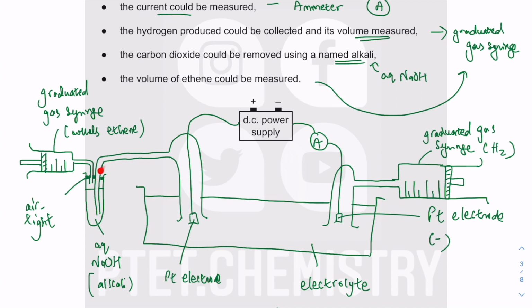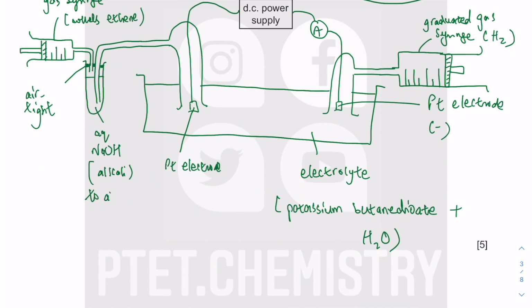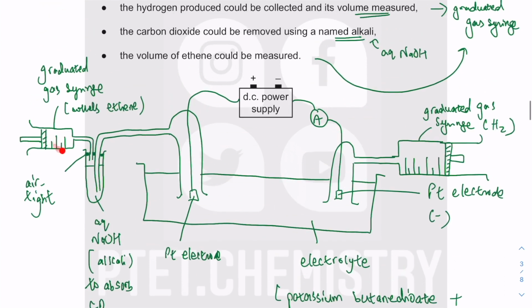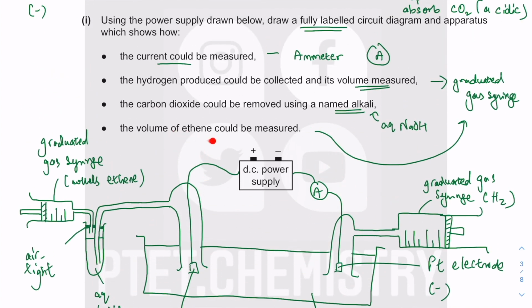So the CO2 and the ethene will pass through there, and they will absorb the acidic CO2. Ethene gas will not be absorbed, and it will get passed through. It will be collected and its volume measured by this graduated gas syringe, and you only need to measure the volume of ethene, not the volume of carbon dioxide.